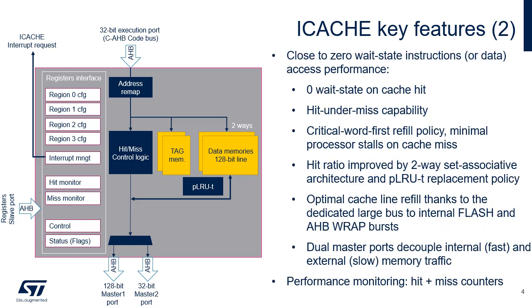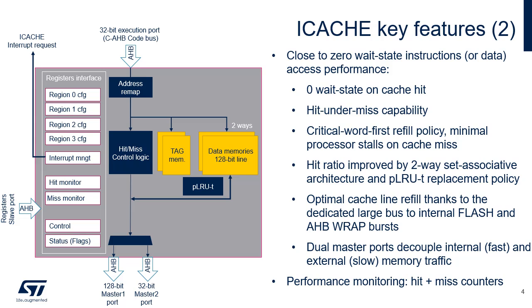The ICACHE offers close to zero wait states data read and write access performance due to zero wait state on cache hit, under miss capability that serves new processor requests while a line refill due to a previous cache miss is still going on, and a critical word first refill policy which minimizes processor stalls on cache miss.